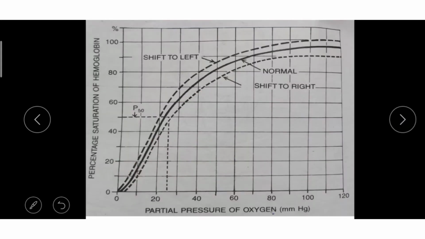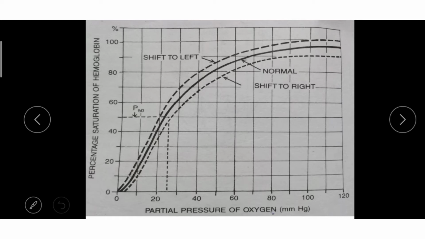Now, we will discuss the oxygen hemoglobin dissociation curve. The amount of oxygen that can bind with hemoglobin is determined by oxygen tension. This is expressed as a partial pressure of oxygen, PO2. The percentage of hemoglobin that is bound with O2 is called the percentage saturation of hemoglobin.